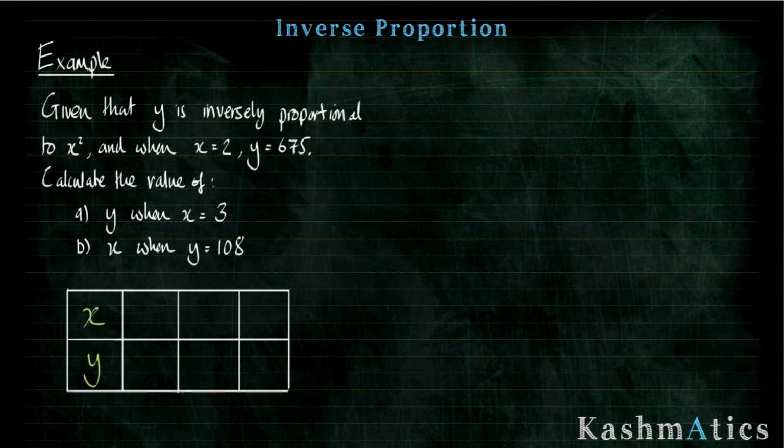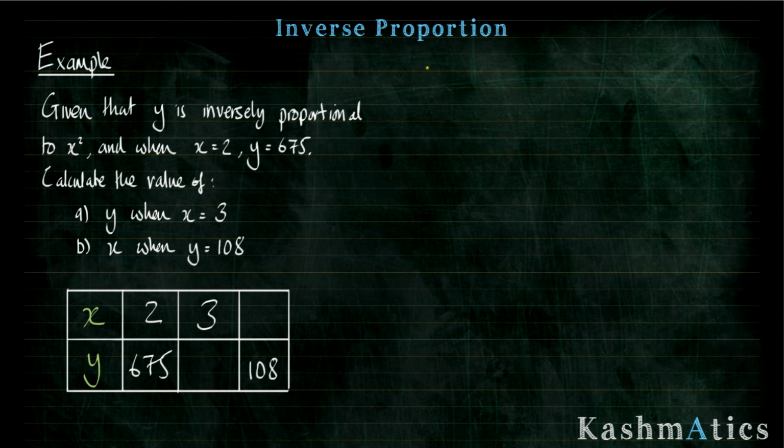Now in this example, it says y is inversely proportional to x squared. And when x equals 2, y equals 675. And we're going to work out what y is when x equals 3 and what x is when y equals 108. So the first thing we're going to do is just fill in the table like we did before. So when x equals 2, y equals 675, and we're going to work out what y is when x equals 3 and what x is when y equals 108. So that's that information condensed into that table.